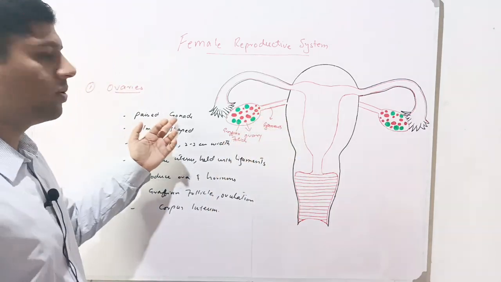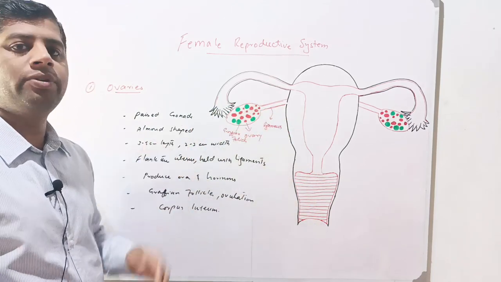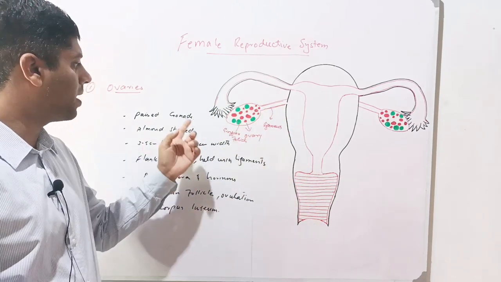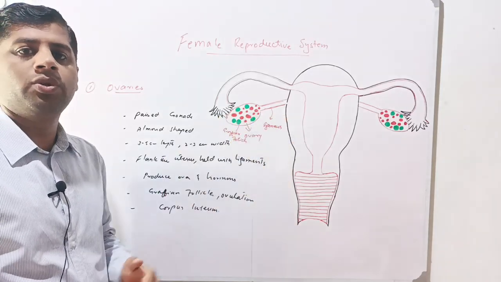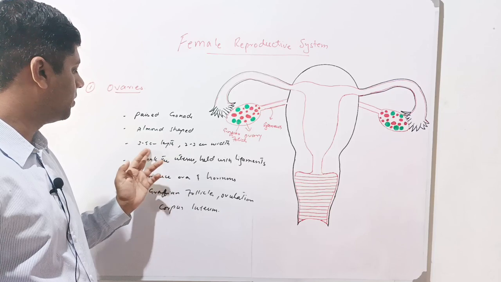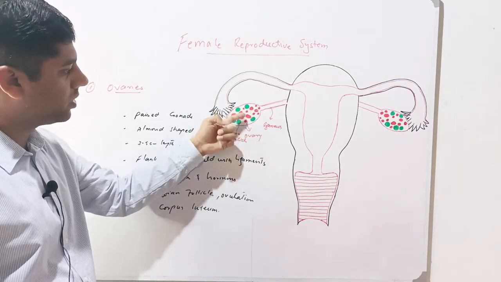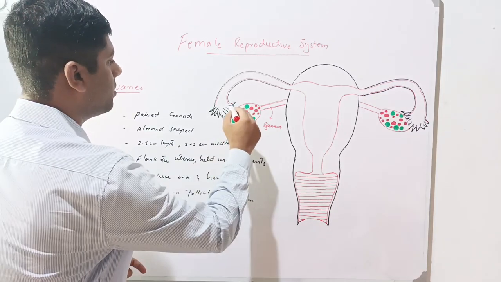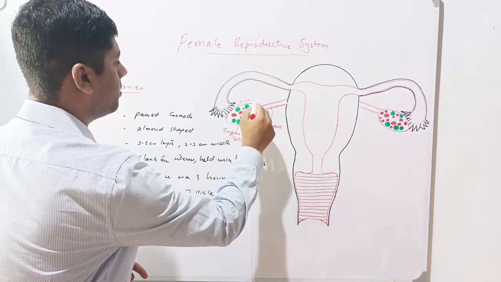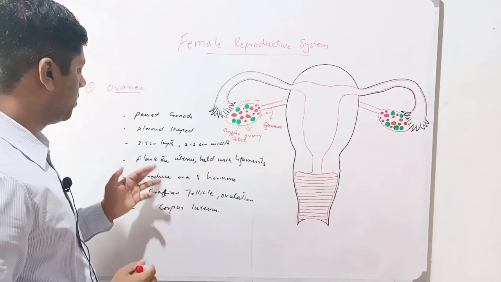Ovaries are basically paired gonads. These are two in number and the gonads are female reproductive organs. These are the primary reproductive organs as the ovaries produce ova. Ovaries are almond shaped. Their length ranges from 3 to 5 centimeter and width ranges from 2 to 3 centimeter.